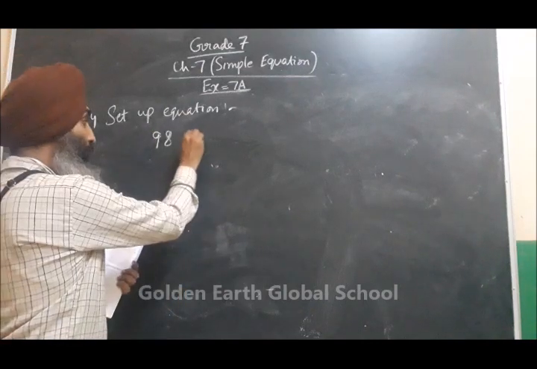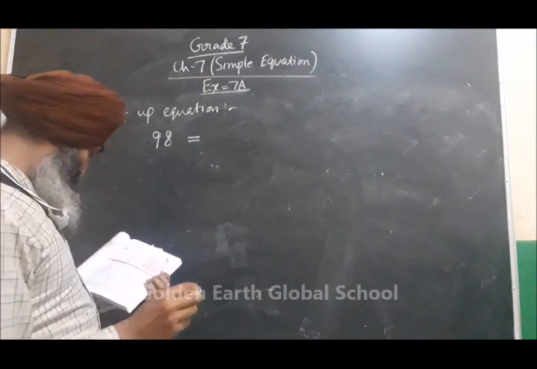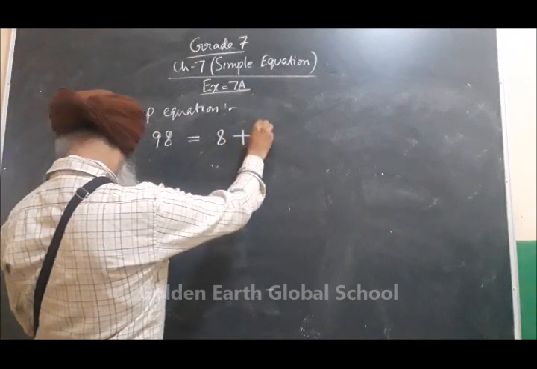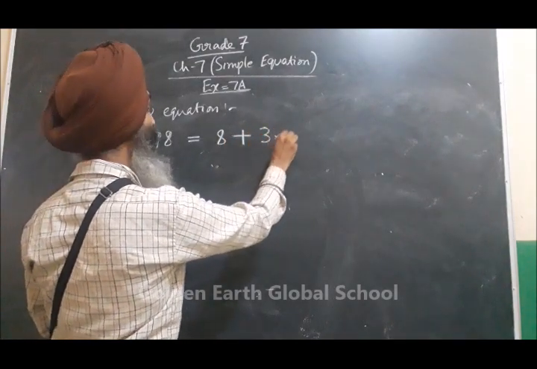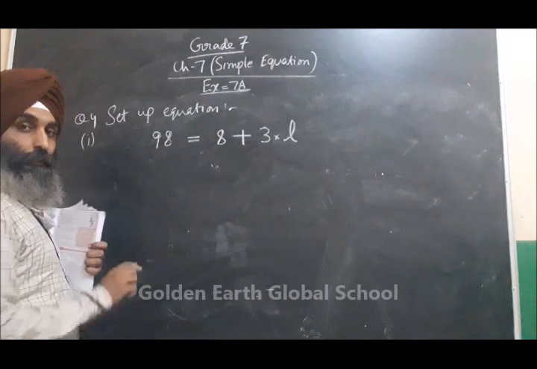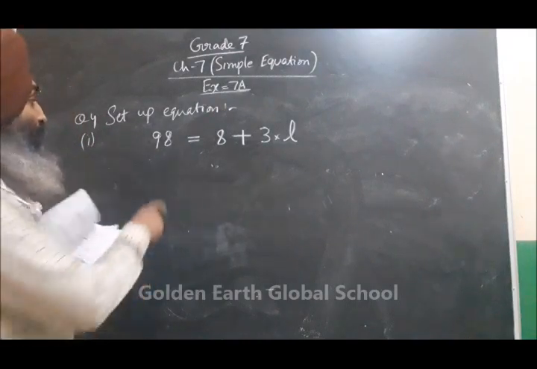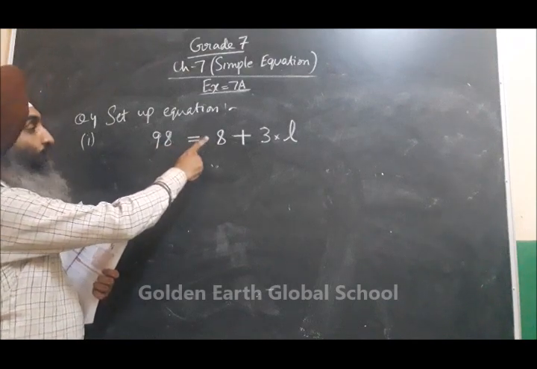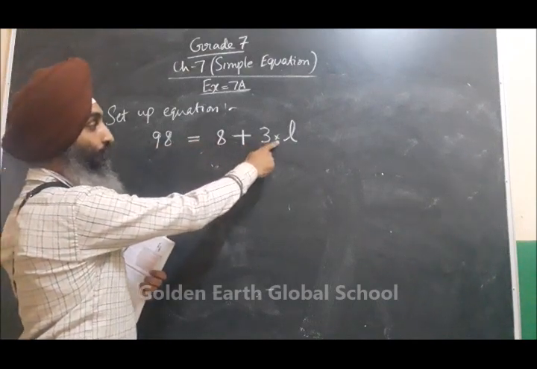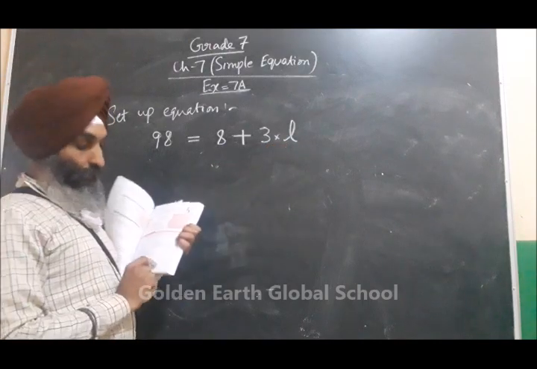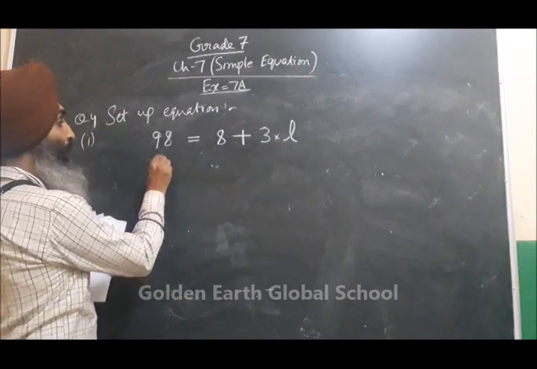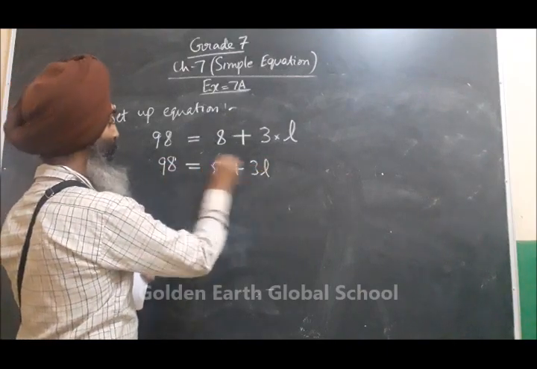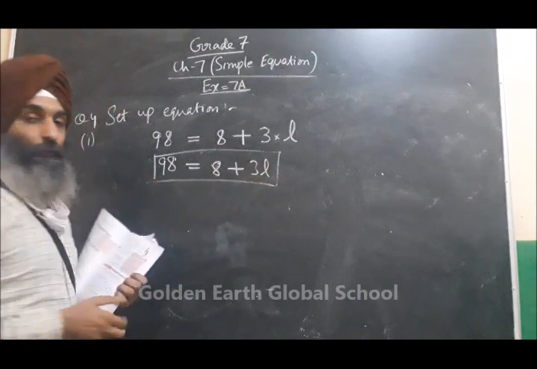But it is also equal to 8 more than 3 times the lowest marks. It is given in the statement that he got the highest marks, and it is also equal to 8 more than 3 times the lowest marks. So your required equation is 98 is equal to 8 plus 3n. So this is the answer.